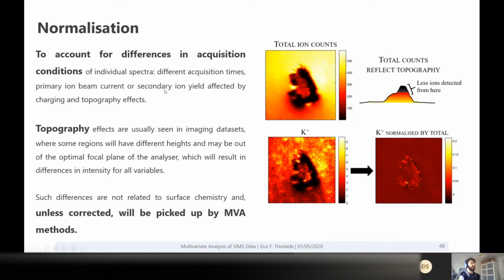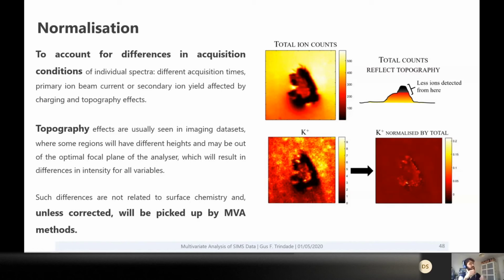In all these cases, if you don't normalize, your MVA, your PCA or NMF will show just differences in regions that are related to topography or maybe just acquisition times. If you have 5 samples acquired for 5 minutes and 5 for 10 minutes, they will be grouped together in your PCA results. But that doesn't mean they have similar chemistries. It's just because they had similar acquisition times. So when you normalize, you correct for this. With regards to topography in imaging data sets, this happens because there's an optimal height for detection in SIMS, and there's this depth of field.